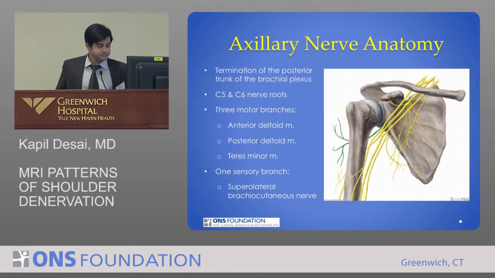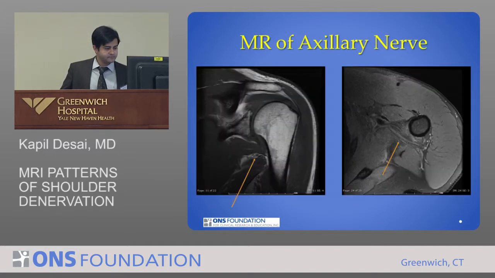The other isolated neuropathy we want to talk about is axillary nerve neuropathy in the shoulder. The axillary nerve is a termination of the posterior trunk of the brachial plexus, also made up of the C5 and C6 nerve roots. Here's the brachial plexus coming down. This green branch coming off here is the axillary nerve. It has a very interesting anatomy where it courses down into the armpit and courses posterior to the humerus before leading up to innervation. It innervates three muscles, the anterior and posterior deltoids, as well as the teres minor, and it has one sensory branch, the superolateral brachiocutaneous nerve.